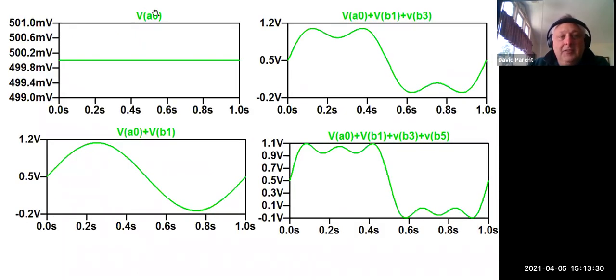And so I just start plotting things out. What if I just had A0? Well, then I have a DC. That doesn't do too much. But what if I had the DC plus the first term? Well, then I would have a sine wave with, notice, a DC offset.